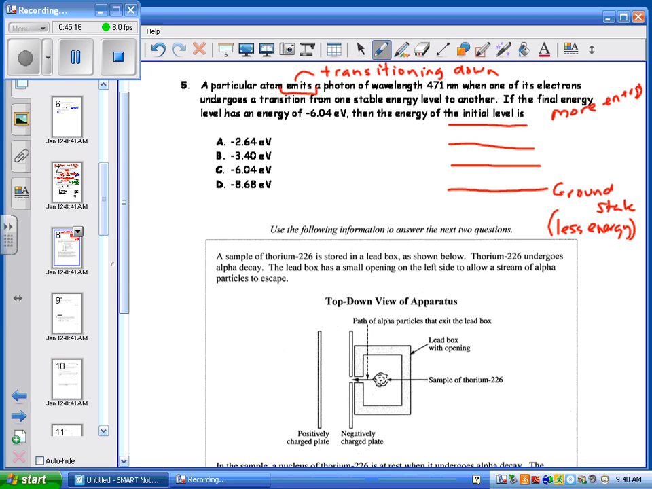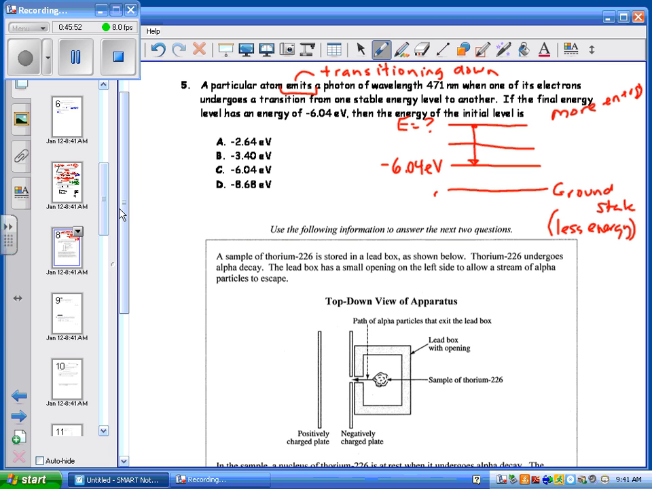The ground state is usually a higher number, but it's negative, so it's actually a smaller number. The numbers get smaller, but they're negative, so they're actually getting bigger as you go up. So we have a particular atom that emits a photon of wavelength 471 nanometers when one of its electrons undergoes a transition from one stable energy level to another. So maybe it's going from there to there. We're told that the final energy level has an energy of negative 6.04 electron volts. We want to know the energy of the initial level, like where it started.